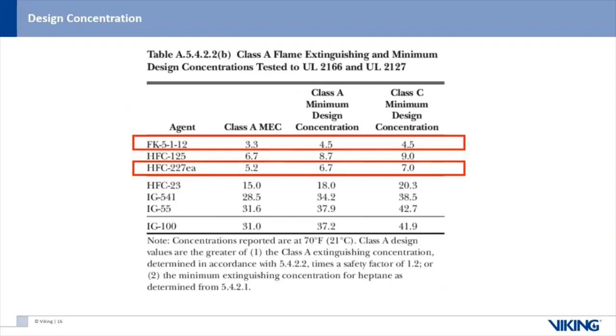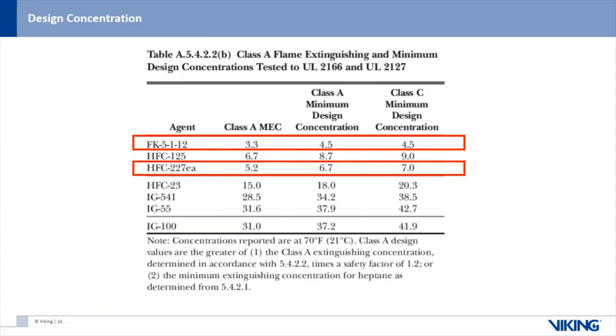Transfer to the next slide. We're looking at the extinguishment. Now, there's two things going on here. We have a Class A minimum extinguishing concentration. So this is out of the table in NFPA 2001. So extinguishing concentration and design concentration are two different things. So we look at the minimum extinguishing concentration. This is done through testing. And then we have safety factors.